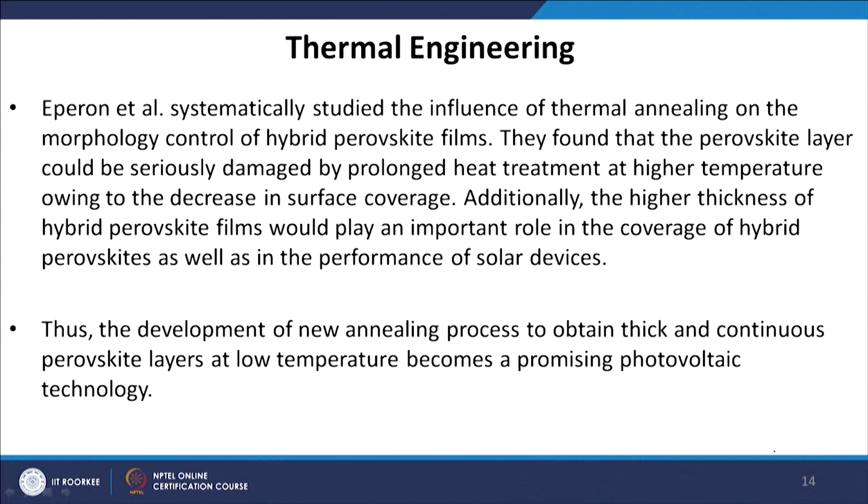Additionally, the higher thickness of the hybrid perovskite film would play an important role in the coverage of hybrid perovskite as well as in the performance of the solar cell devices. Thus, the development of a new annealing process to obtain a thick and continuous perovskite layer at low temperature becomes a promising photovoltaic technology. If we want to make a perovskite solar cell on a roll-to-roll transparent substrate, then we have to make it at a low temperature, because we cannot process the perovskite at high temperature on a transparent substrate.